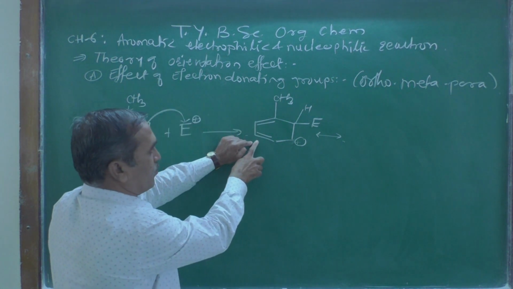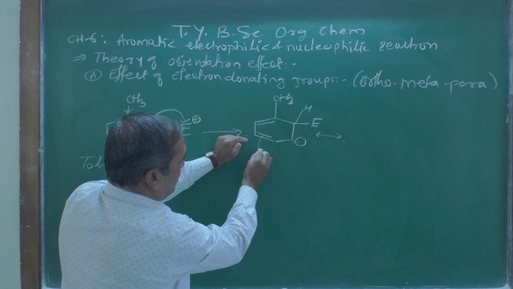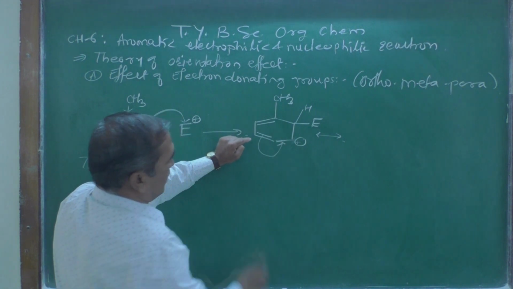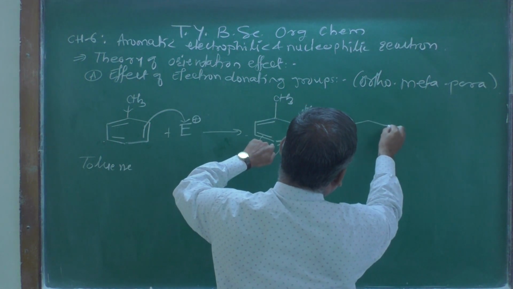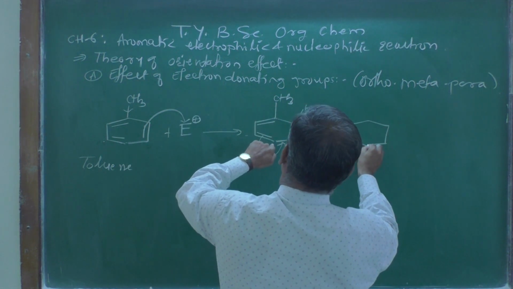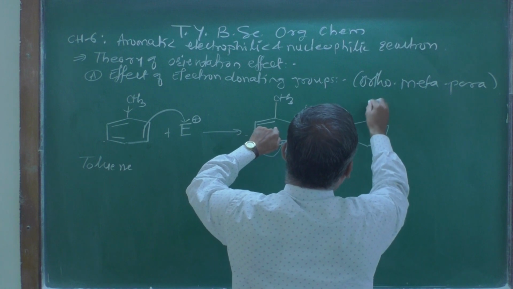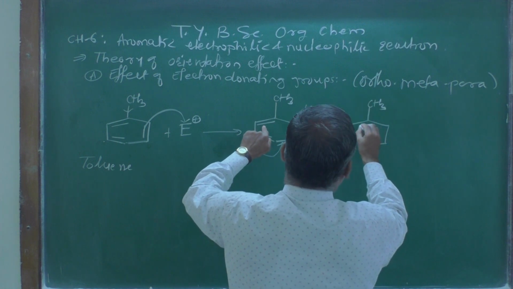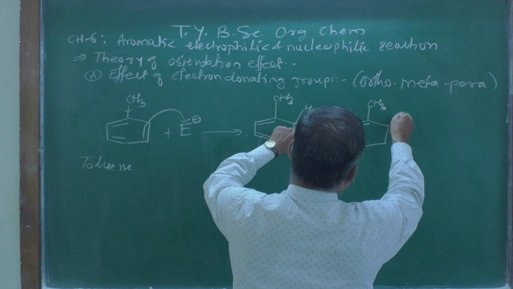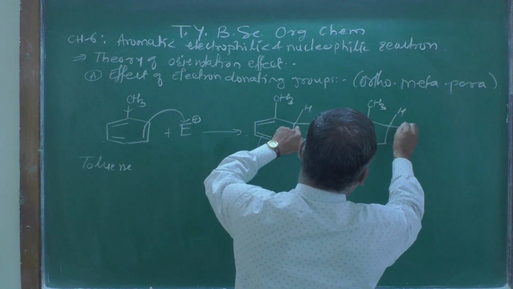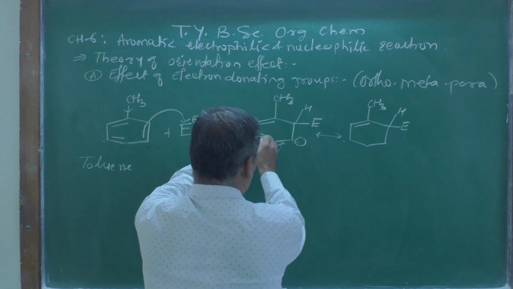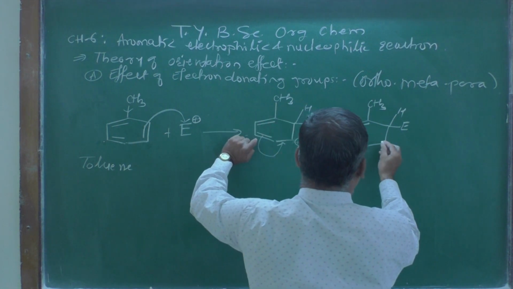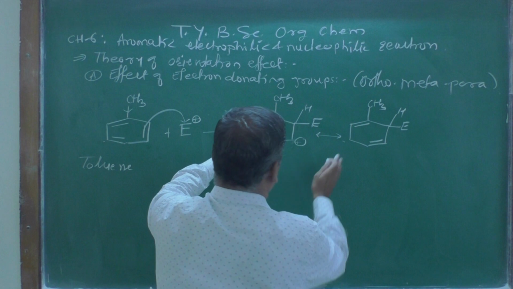Now look carefully. This double bond shifted from here to here, neutralizing this positive charge, and you are going to get the product like this. The other things, this CH3 and this double bond, remain as they are. The hydrogen atom and the electrophile shown here are as they are. When this double bond shifted from here to here, the double bond must be there.